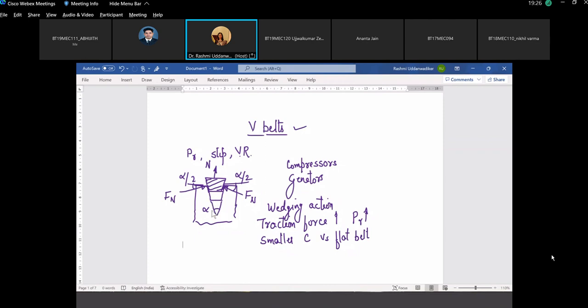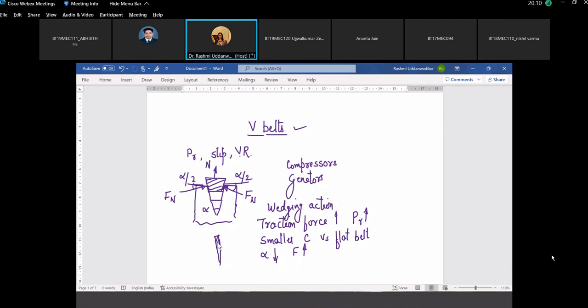Now, what should be the angle alpha? If the angle alpha is small, if you reduce the angle, the traction force responsible for power transmission increases. But you cannot have this angle very small. What would happen if this angle is only 5 degrees, 2 degrees, 4 degrees? This would become like this, and if you are placing a belt like this here, pulling this belt out of the wedge becomes difficult and it gets locked.